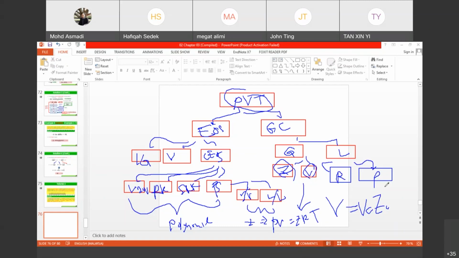1 minus TR, power of 2.857. Calculate V for liquid. And then it stated also you have to calculate at the saturated vapor condition.